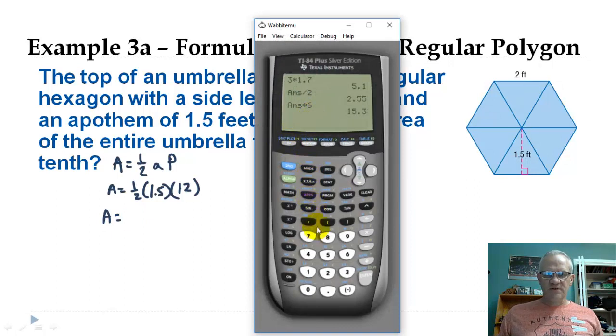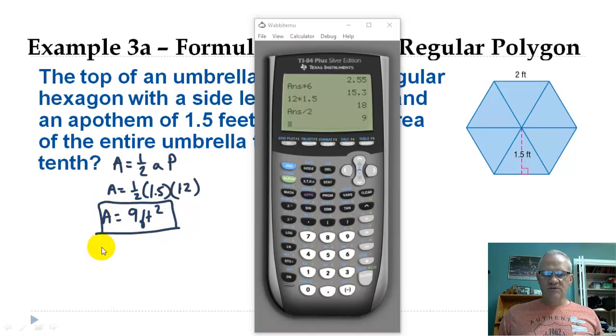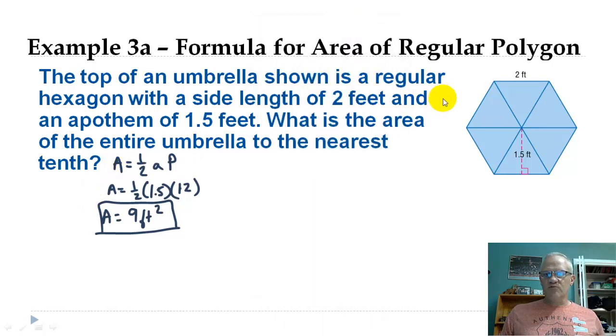And so in this case, we're just going to go 12 times 1.5, which gives me 18, and then I'm just going to divide by 2. Instead of times 1/2, I'm going to divide by 2. And so it looks like we've got 9 there, so the area would be 9 feet squared. Okay, so there's our new formula that we can use for area of a regular polygon.